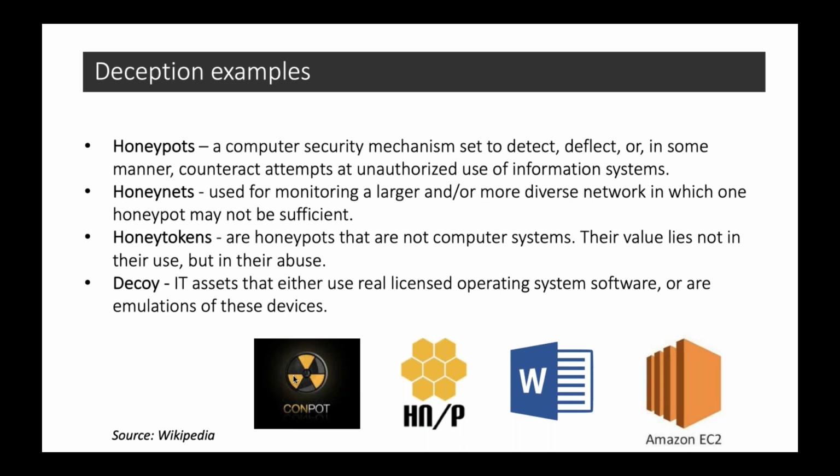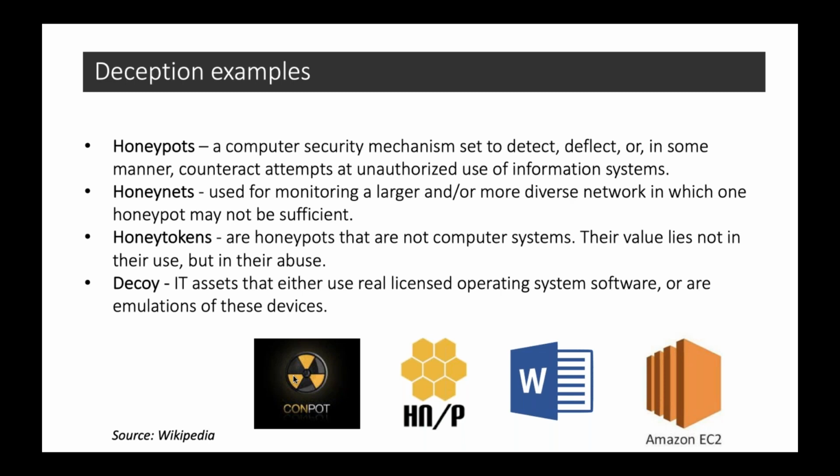And so what's different about all that, right? Well, a honey token essentially is not a full computer system. It could be a value, a record in a database, or a file. And a decoy could be an actual licensed operating system that, if it wasn't purposed for deception, could stand alone and provide some business function, for example.